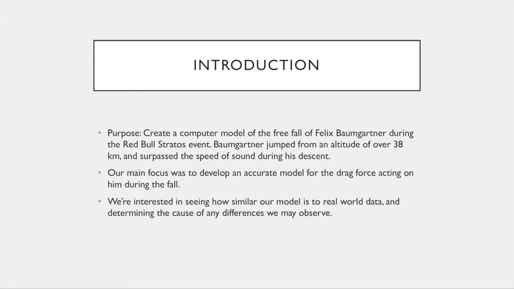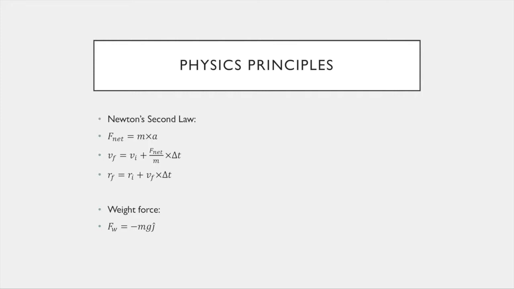We're interested in seeing how similar our model is to real-world data and determining the cause of any differences we may observe. The main underlying physics principle in this experiment is Newton's second law. Newton's second law tells us that the net force acting on an object is equal to the object's mass times its acceleration. We use this to update the object's velocity.